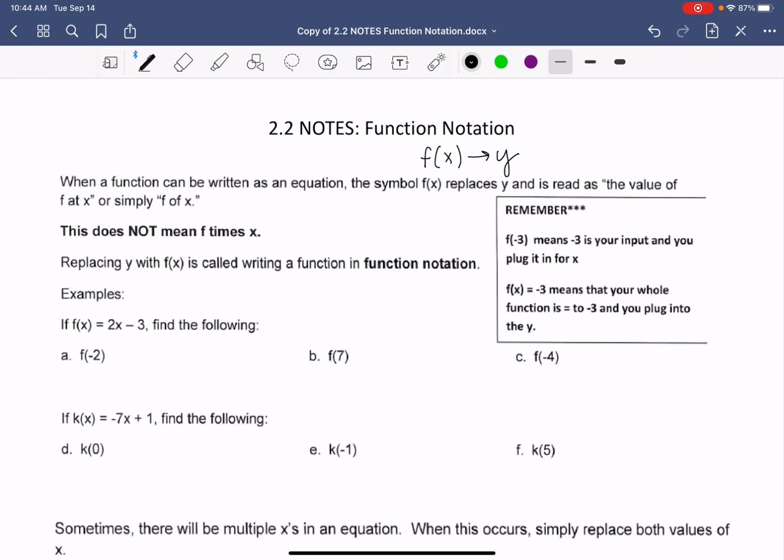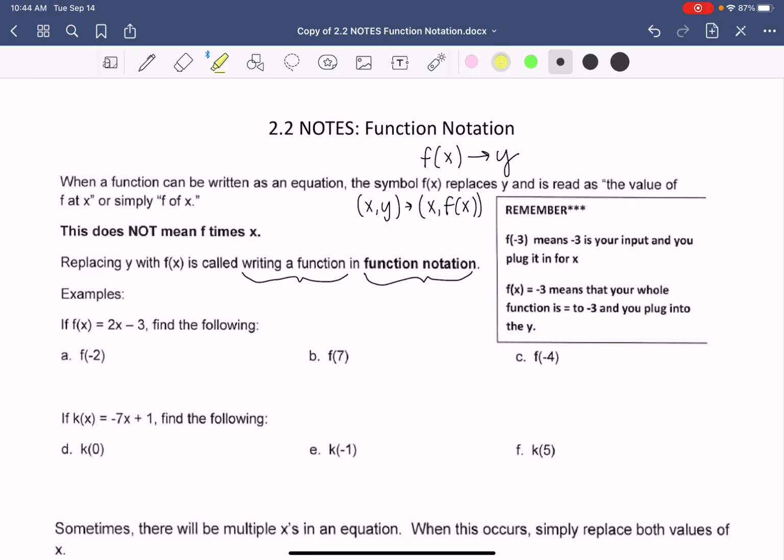Okay, so when it replaces it from x comma y to x of f of x. Okay, because f of x is y. Okay, replacing y with f of x is called writing a function in function notation. That's all it is. Okay, and today we can overcomplicate it or we can simplify it.